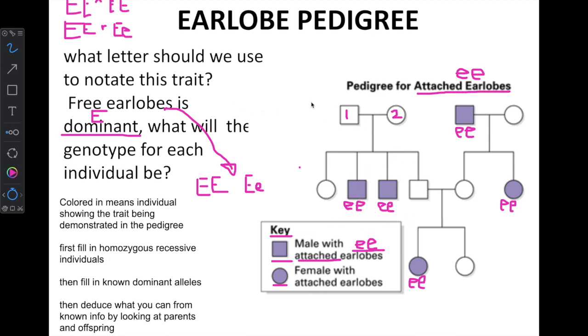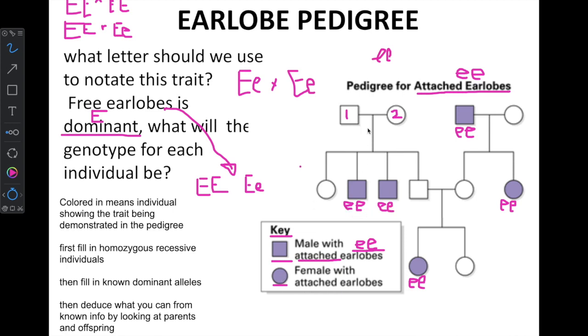Anybody know why it can't be lowercase e? Because 1 and 2 are not recessive, right? They're not showing that attached earlobe, so neither of them can be lowercase e. They both have to be the last option, which is both heterozygous, capital E, lowercase e. It's because they don't have that trait. They're not colored in, so there's no way they can be that.